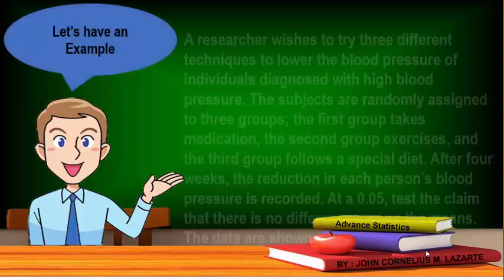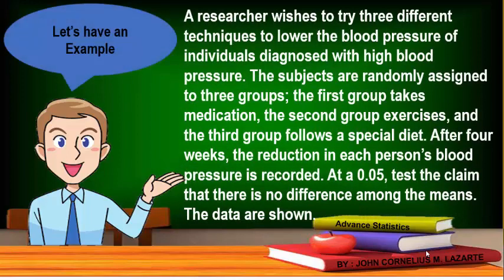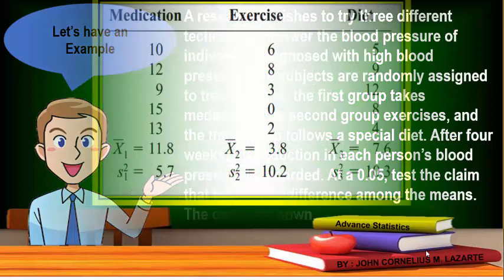Now let us have an example. A researcher wishes to try 3 different techniques to lower the blood pressure of individuals diagnosed with high blood pressure. The subjects are randomly assigned to the 3 groups. The first group takes medication, the second group exercises, and the third group follows a special diet. After 4 weeks, the reduction in each person's blood pressure is recorded. At an alpha of 0.05, test the claim that there is no difference among the means. The data are shown here.